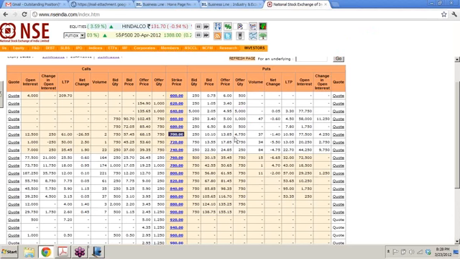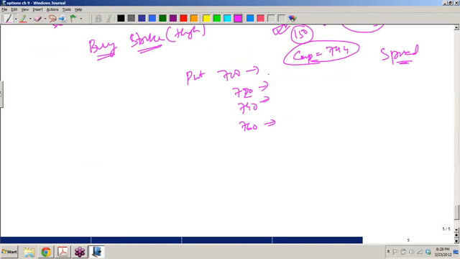720, 700 is how much? 10, 13, 22, 32. So these are the premiums. Let's say we want to create a bear put spread using this. You are saying that you will buy 760, or you can make it 740, which I think will be better. Buy 740 and sell 700.